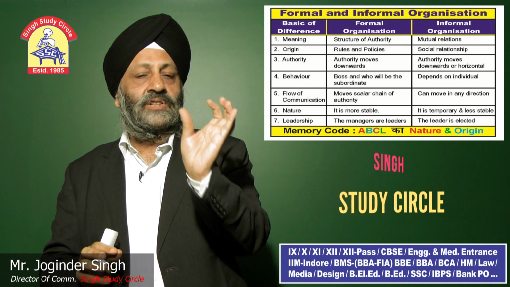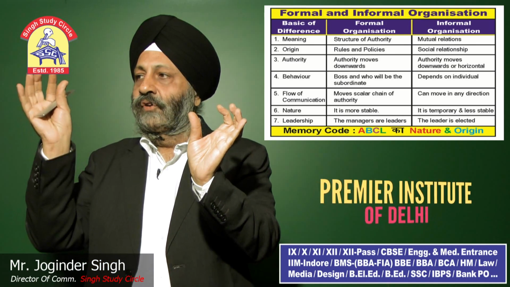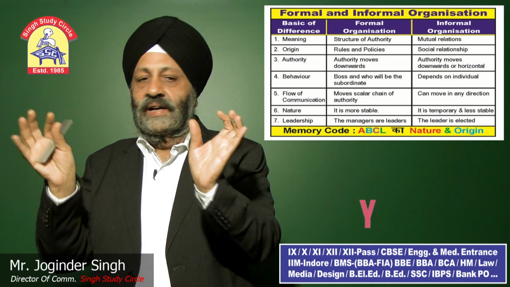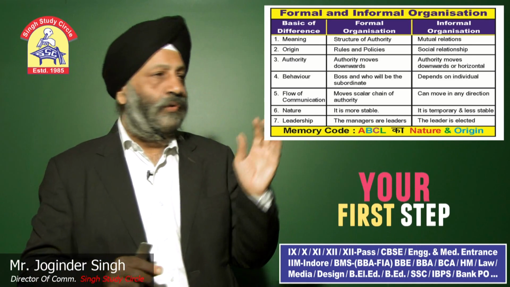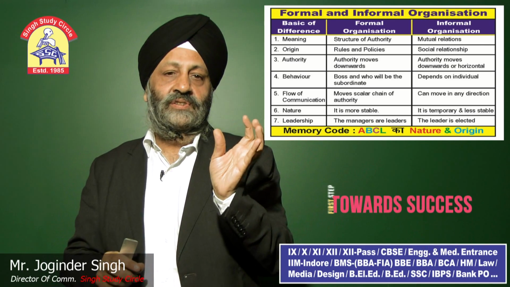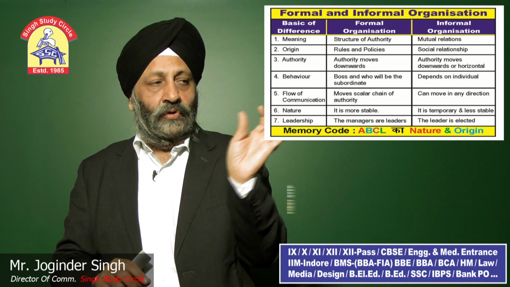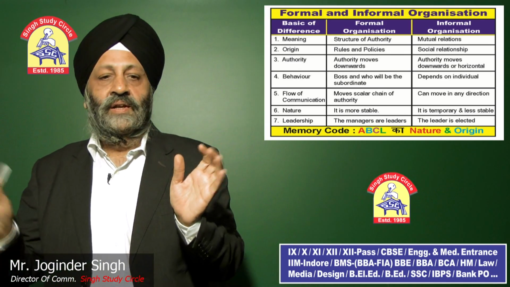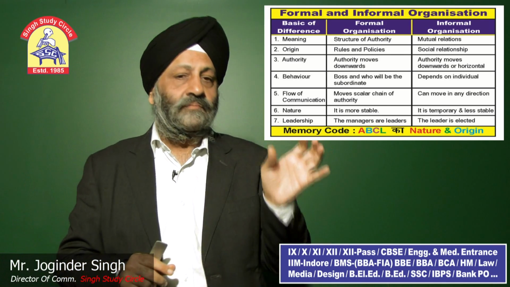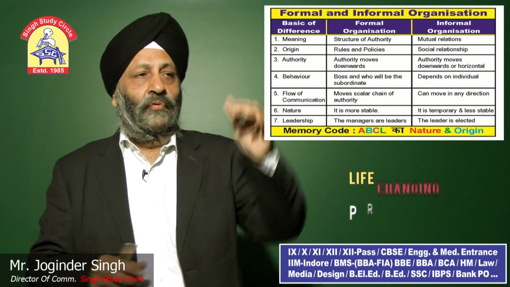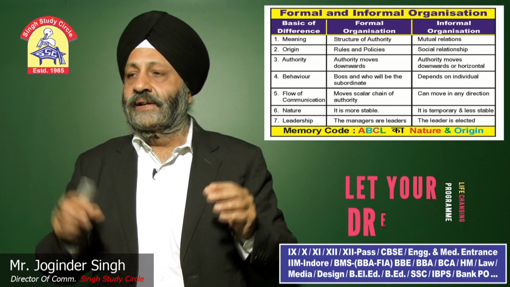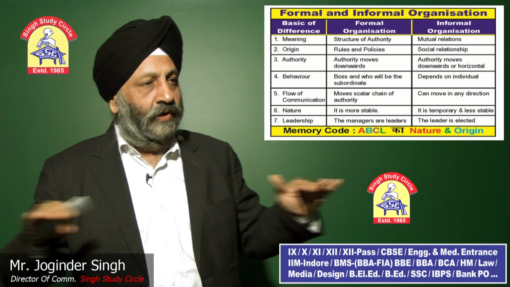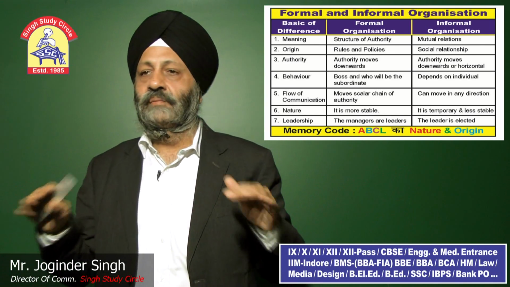Formal organization means a structure of authority is there. Informal organization is based on mutual relations between different people. In formal organization, origin is on the basis of rules and policies. Formal is very formal; you have to follow rules and policies. In informal, there are social relationships between the members. Then the third point is authority. In formal, authority moves from top to downward. In informal organization, authority moves downward or horizontally as per the convenience of the members.